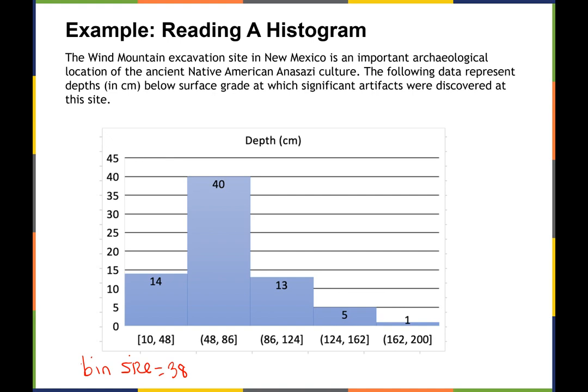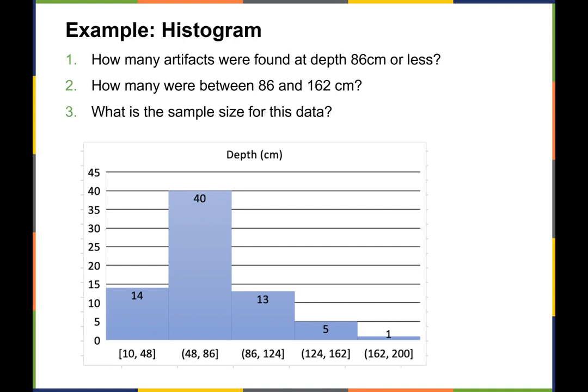All right, so let's answer some questions about this histogram. First question is, how many artifacts were found at a depth of 86 centimeters or less? So 86 centimeters or less are going to be anybody in this category. That's between 10 and 48, and anybody in this category. So we simply add up the two numbers. There were 40 found in 48 to 86 and 14 found in 10 to 48. 40 plus 14 is 54 artifacts.